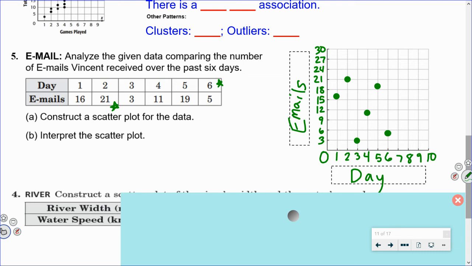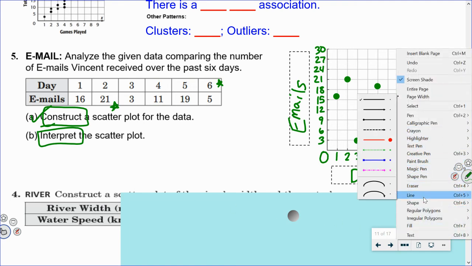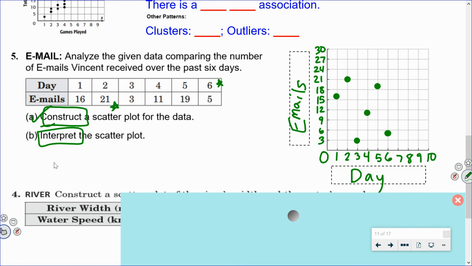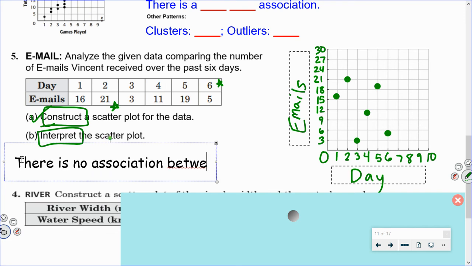All right, so part A, check. Part B, interpret. Is there an association? Well, I don't know about you, but I do not personally see any association. I don't see it positive. It doesn't look like emails increase as the days increase. I don't see negative. Some people have argued with me there, but I just think these points are too spread out. So when it comes to interpreting, I'm going to say, well, I don't so much see anything here. There is no association between emails and days.